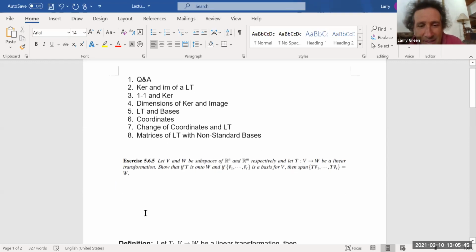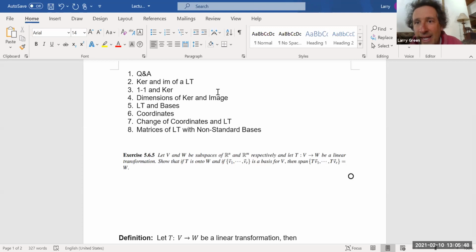Okay, so here's 5.6, number 5. It says, let V and W be subspaces of Rn and Rm respectively, and let T be a linear transformation from V to W. Show that if T is onto W, and if v1 through vr is a basis for V, then the span of Tv1, ..., Tvr is equal to W. So that's the one you want, right?